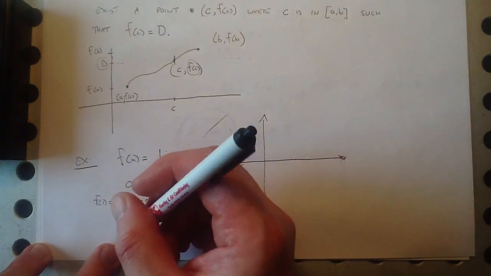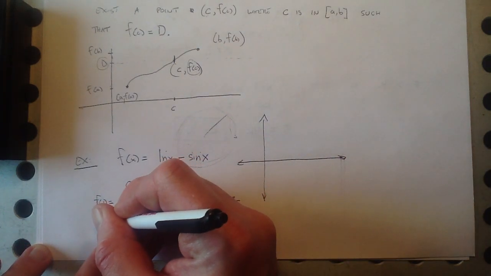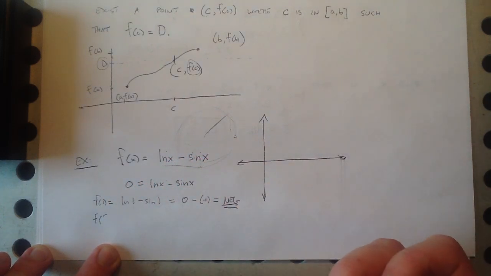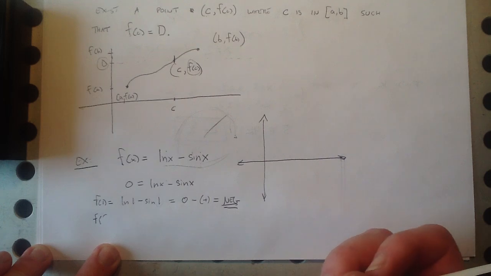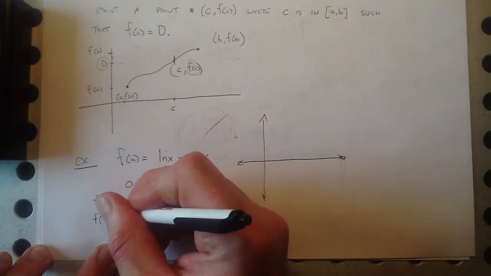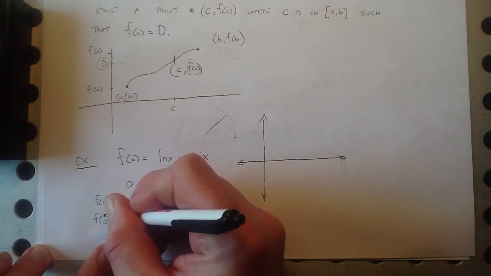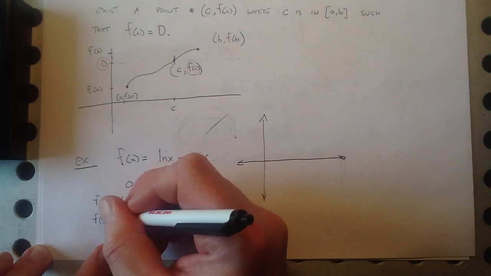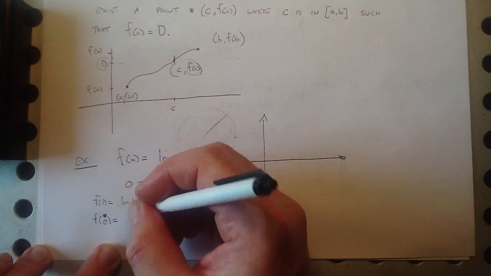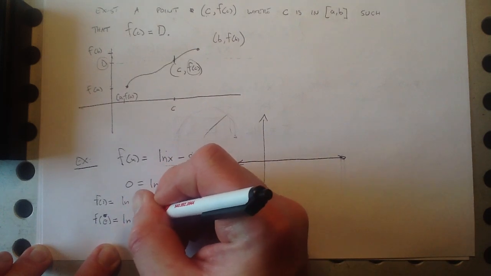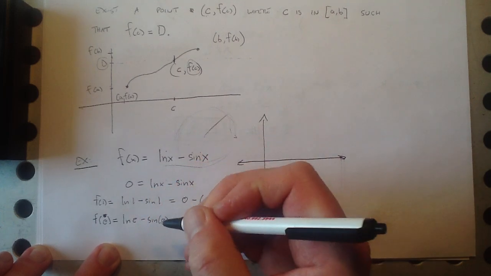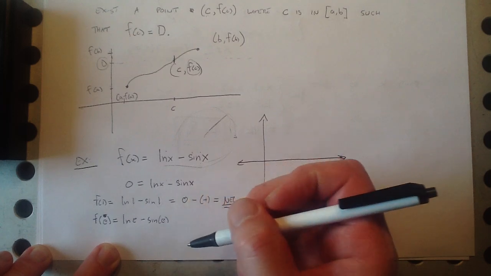Then we could try plugging in something else. This might freak you out a little bit, but it will be a little easier to pick the points, I think. Let's try finding f of the number e. That would be the natural log of e minus the sine of e radians. Now that's like 2.7 radians.